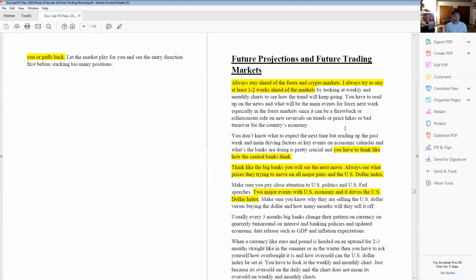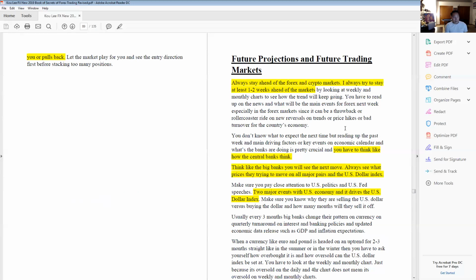So if Trump decides to do something and starts throwing a fit on stage during his speech, you have to expect the dollar is going to drop hard, and that's the most important thing.